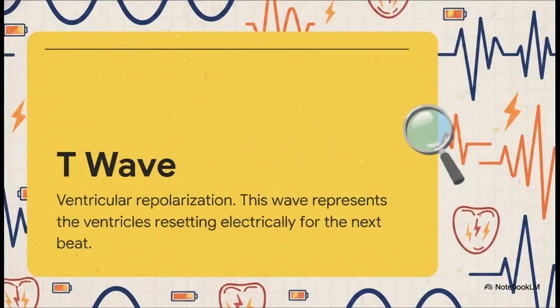After that big, dramatic QRS, things calm down a bit with the T wave. This is all about ventricular repolarization. It's the cells resetting their electrical charge, mostly by pushing potassium ions out. Think of it as the ventricles recharging their batteries, getting ready for the very next beat. It's kind of like the story's quiet falling action.